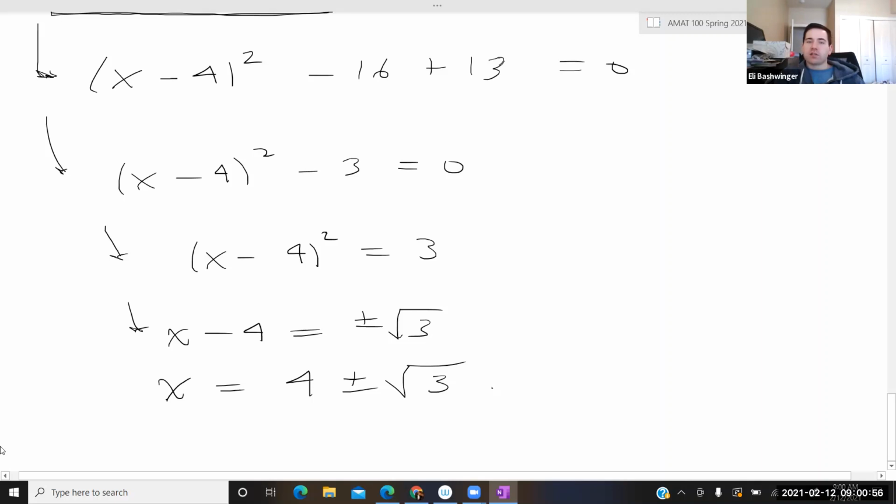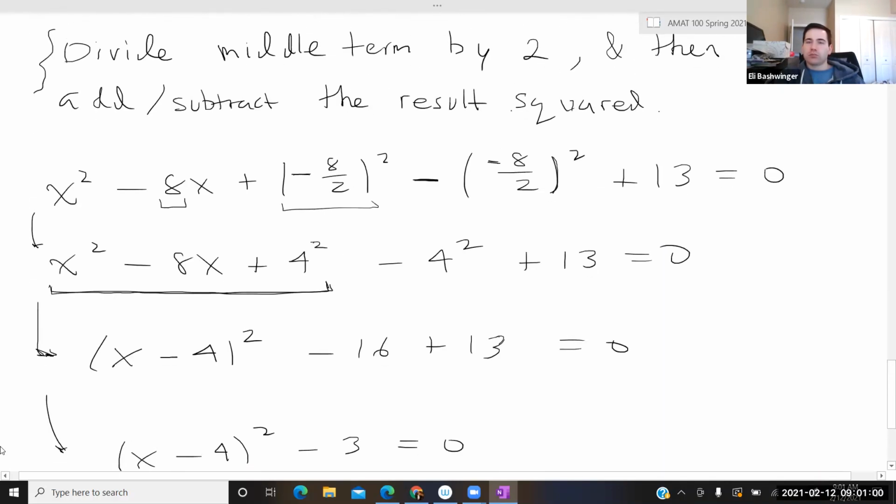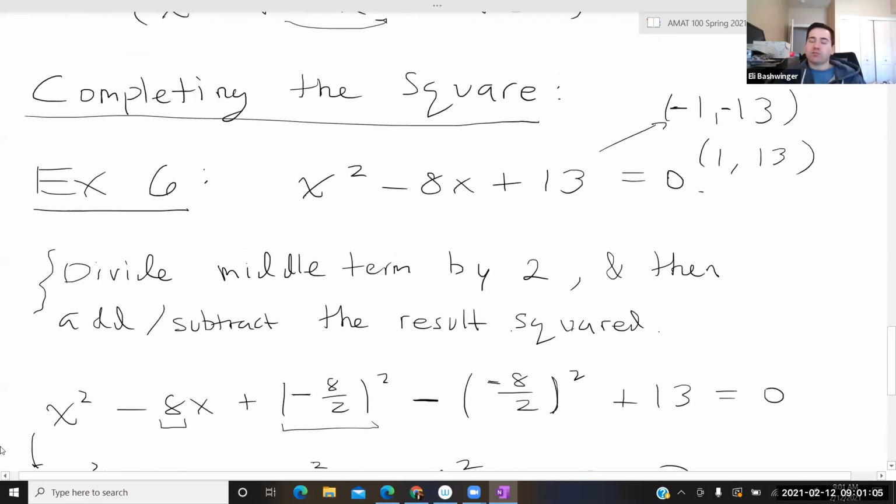So does anyone have any questions on this, how I did this? So I didn't do factoring. You can't factor this, remember, because of this 13 right here. The factors of 13 are these. You got a question, someone?